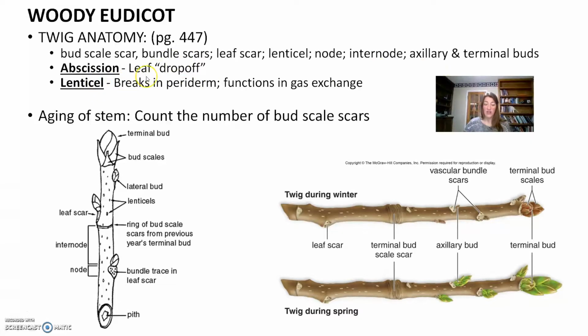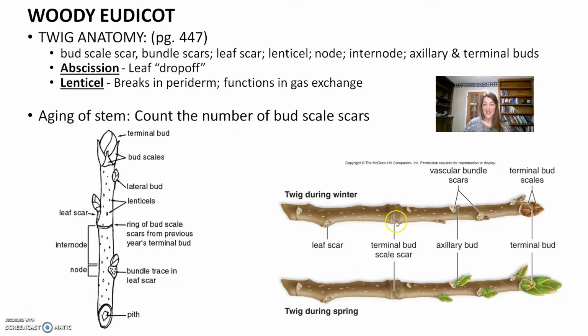Abscission, which we talked about earlier, is when the leaves drop off and they leave a scar. The lenticel is breaks in the periderm, and this functions in gas exchange. So, in order to age a stem, you count the number of bud scars that are left. Looking here, these little white dots are the lenticels. If you look here, you can see where the bud scars, or excuse me, the leaf scars are, okay?